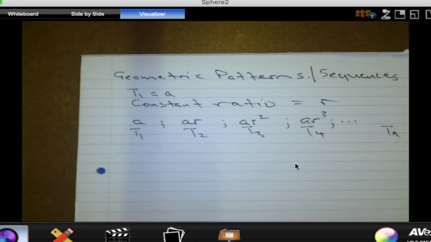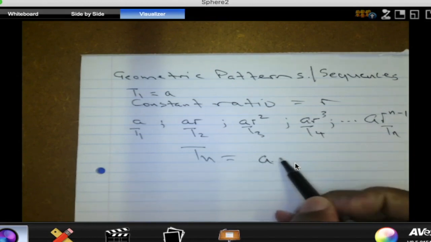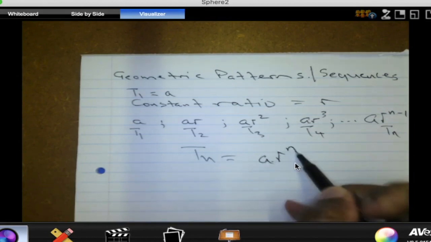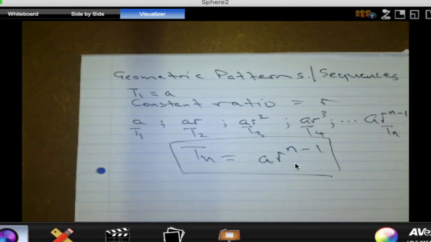So what is in position N, the nth term? It should be AR to the power of N minus 1. Okay. And that would be a general rule, really. So Tn is given by A times R to the power of N minus 1. So this is your general rule.